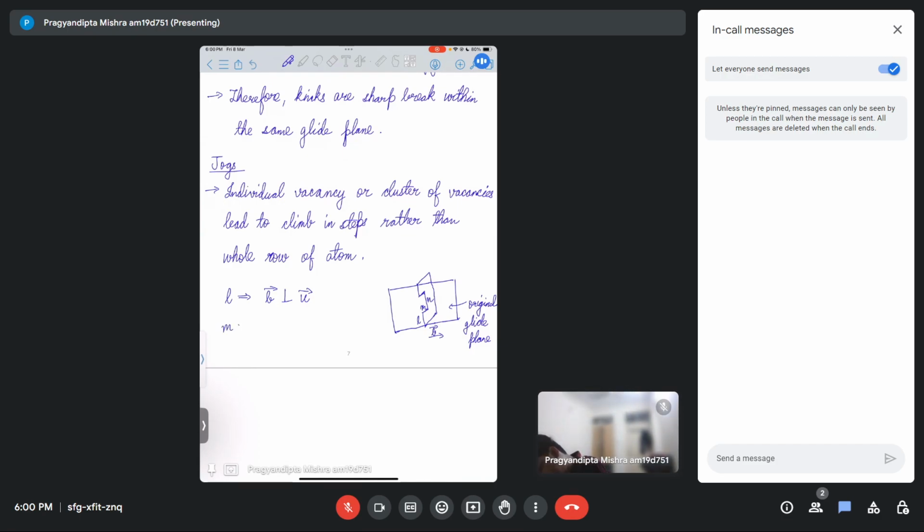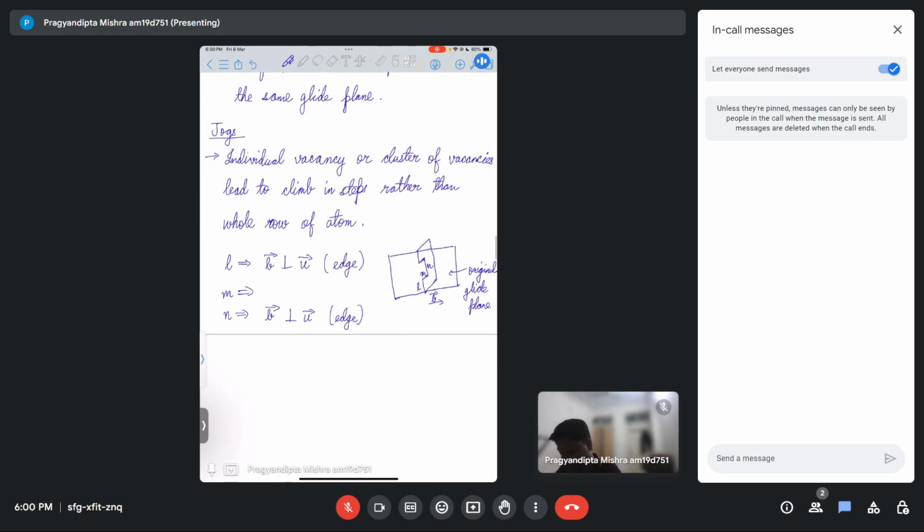If I write about M and I write about N, N is also the same as the original dislocation line. So the Burgers vector will still be perpendicular to the dislocation line. So both of them are showing edge character. Right? However, what about M? What is happening at M?